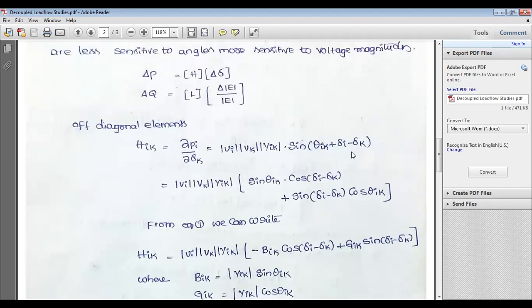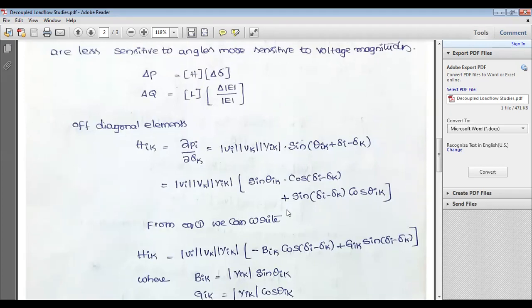How do you get that one? Once you obtain this one, here I have separated it by considering the sin of (a plus b) form. Sin a means theta ik, b means delta minus delta k. So sin of (a plus b) means sin a cos b plus cos a sin b. Here a is nothing but theta ik and b is nothing but delta minus delta k.